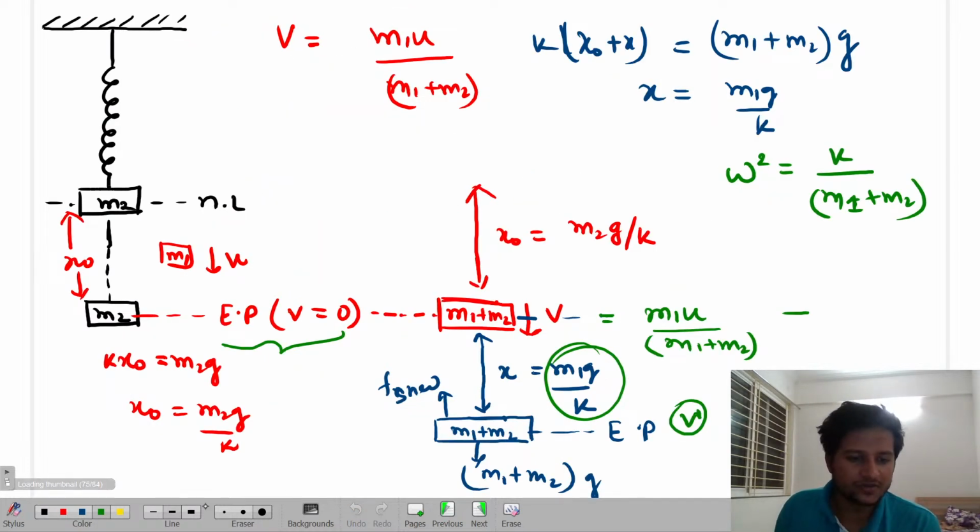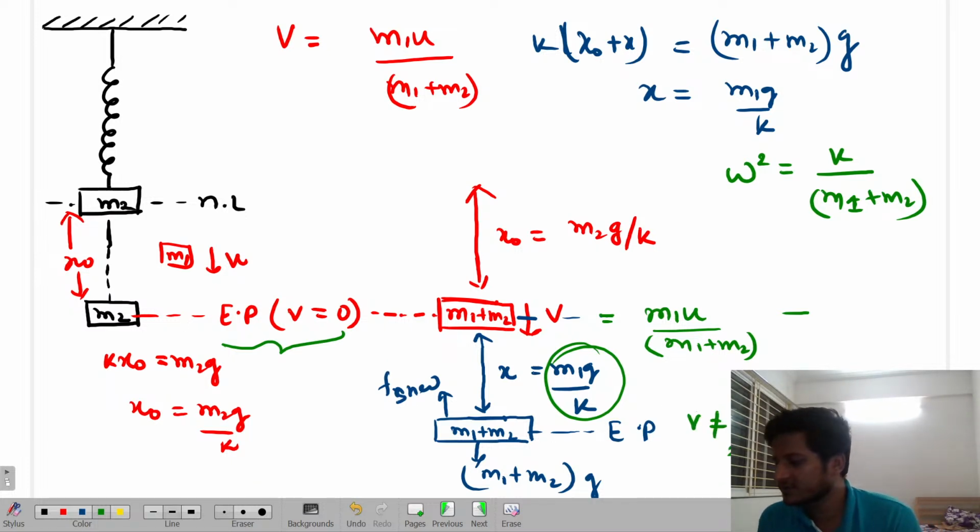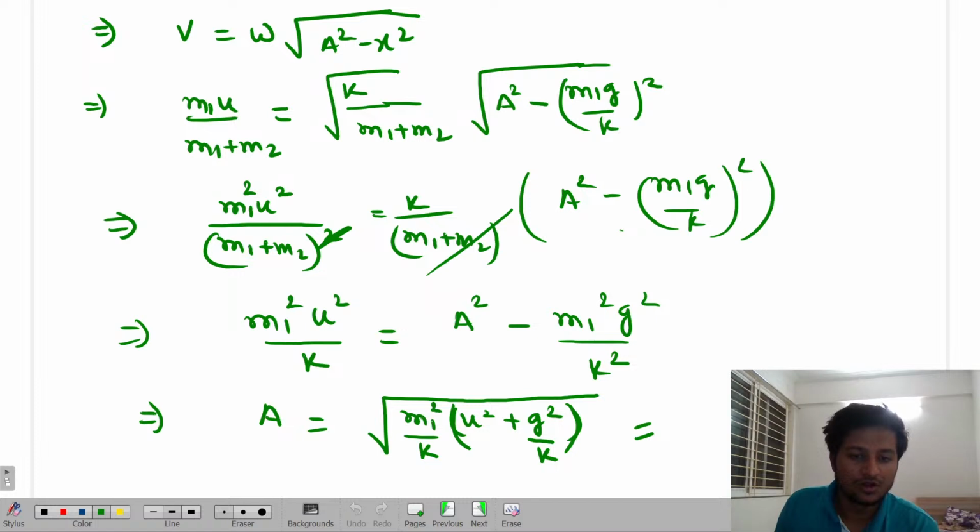Okay, you guys were correct. Over here the velocity is not zero. My assumption is wrong. Here velocity is not zero. Are you able to get me or not? Is that clear? That's a good approximation. So here the amplitude of oscillation is not m1g by k. What is my amplitude of oscillation? Root under m1 square by k into u square plus g square by k. Are you able to get me or not?